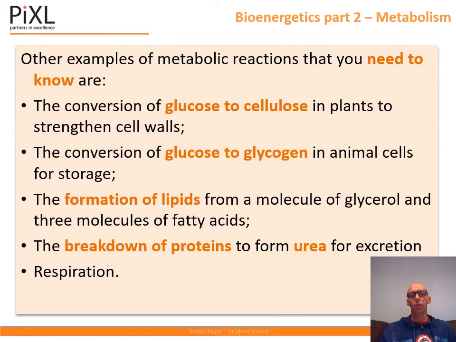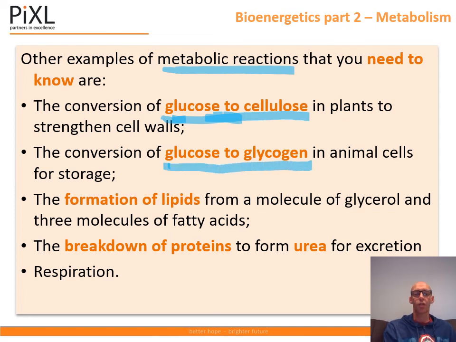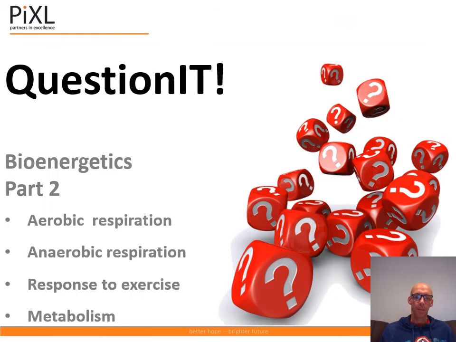These are some examples of metabolic reactions, so reactions that happen inside your body, inside cells. In plants, converting glucose into cellulose. In animals, converting glucose to glycogen for our storage. Turning glucose into fats. Breaking down proteins to use for energy as well, especially when we're short of sugar.